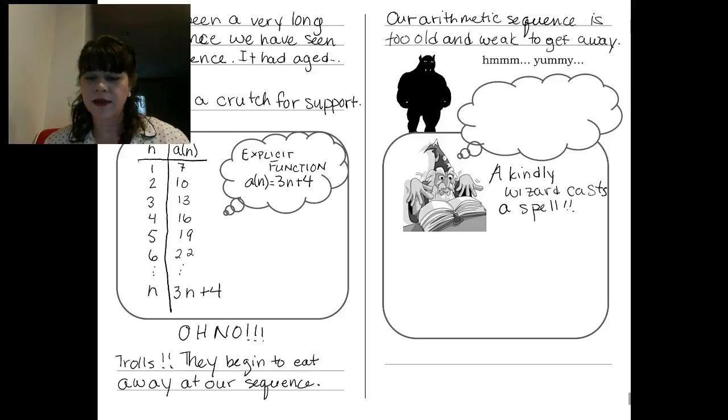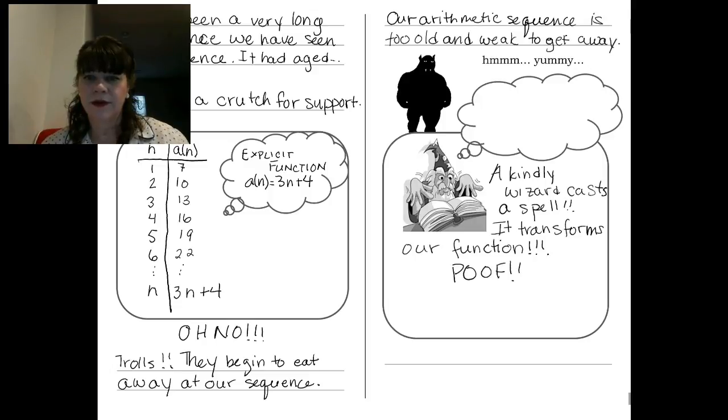All right, a kindly wizard casts, with an S, casts a spell, and it transforms our function. And you know what happens when a wizard casts a spell, right? We have a big poof. Okay, so poof, some magic happens.